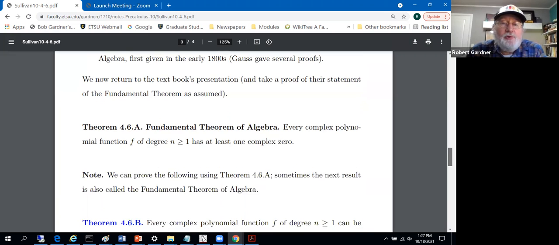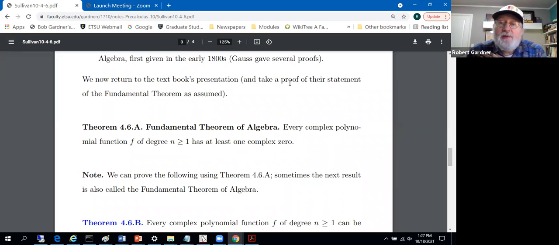Let's get back to our book's presentation and state the fundamental theorem of algebra as it's stated in our textbook. I'll refer to it as Theorem 4.6.a. The fundamental theorem of algebra says, for our purposes, every complex polynomial function f of degree n, at least one, has at least one complex zero. There's one statement of it. We'll give some other statements of it as well.